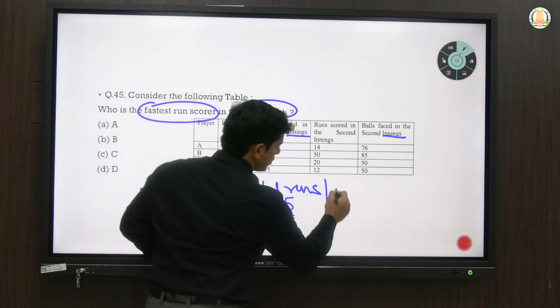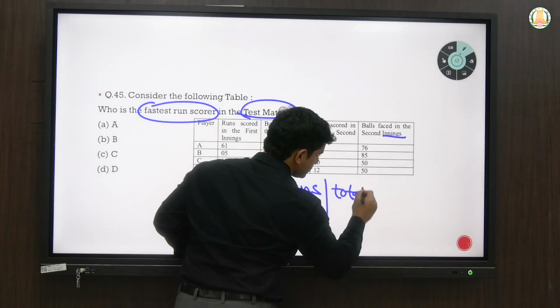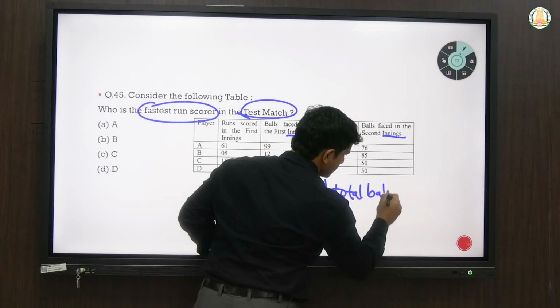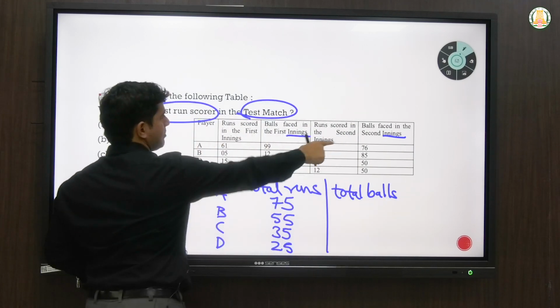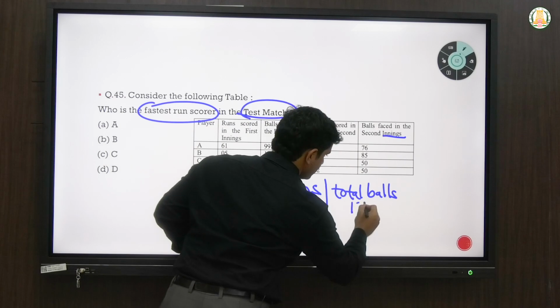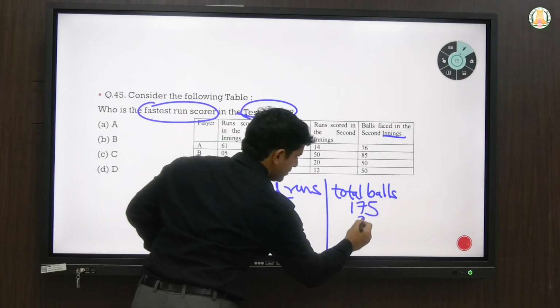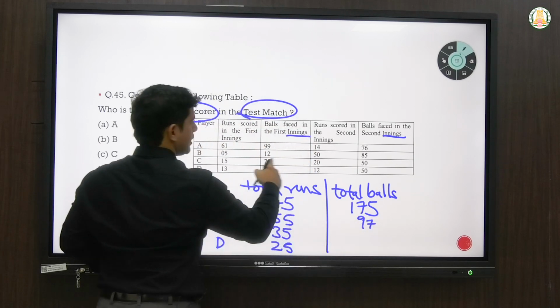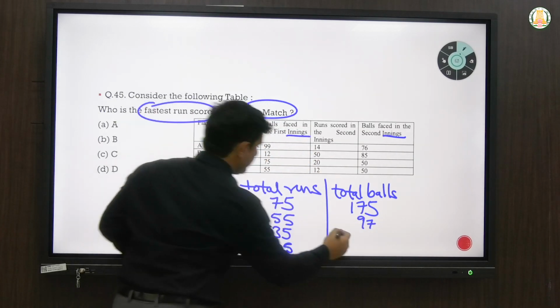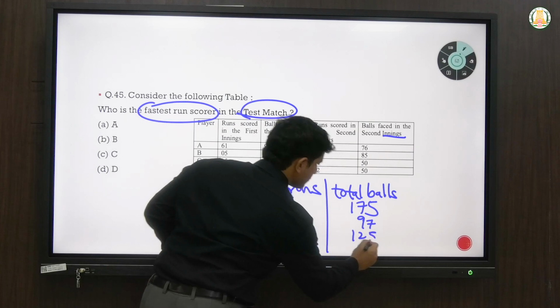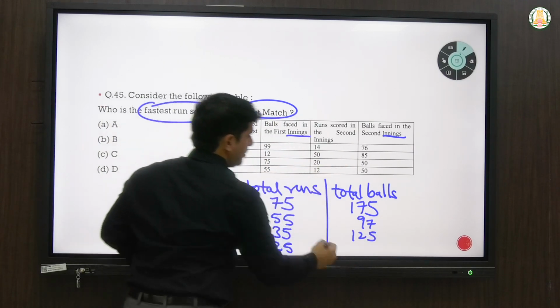Similarly, total balls. 99 plus 76, 175. 12 plus 85, it will be 97. 75 plus 50, it will be 125. And 55 plus 50 will be 105.